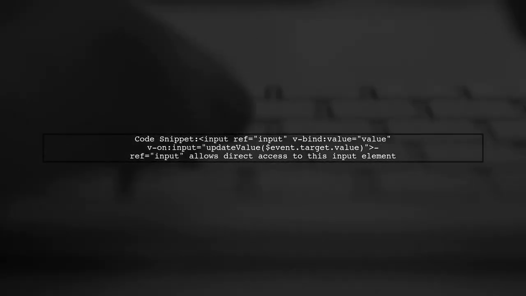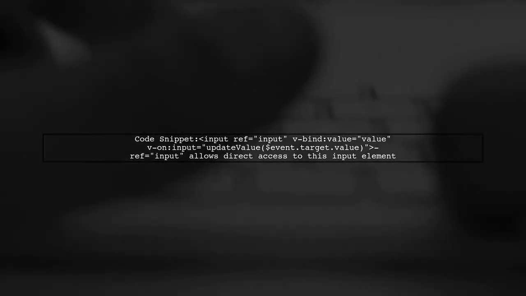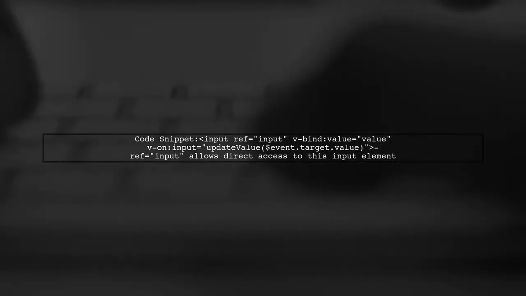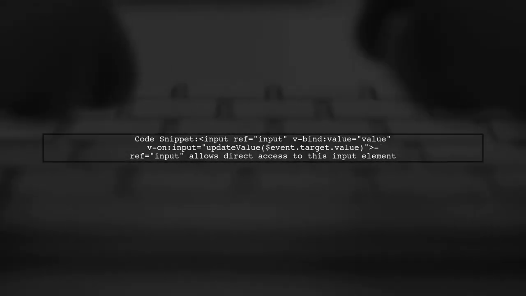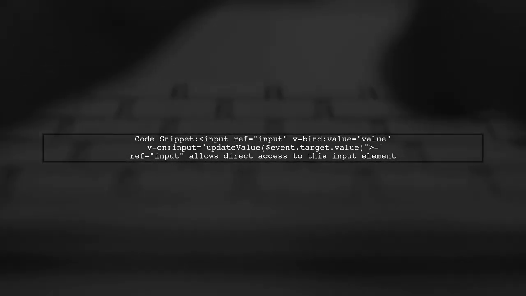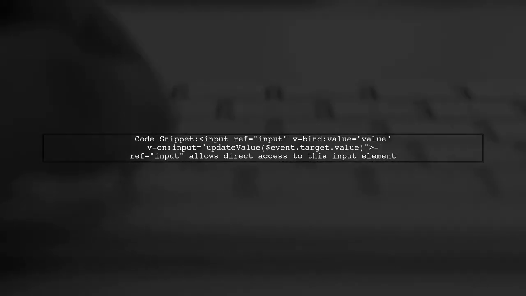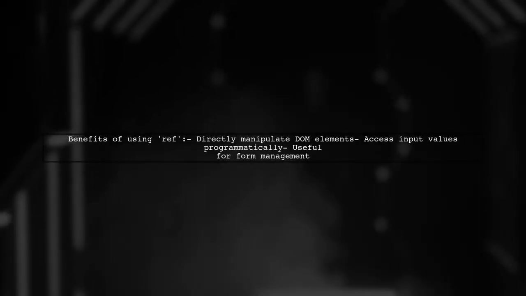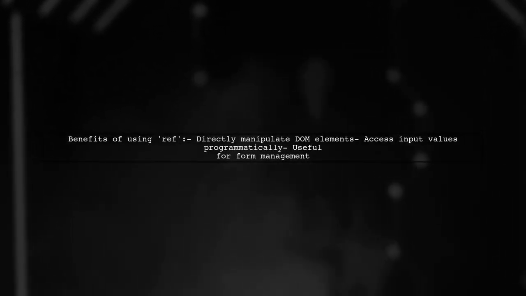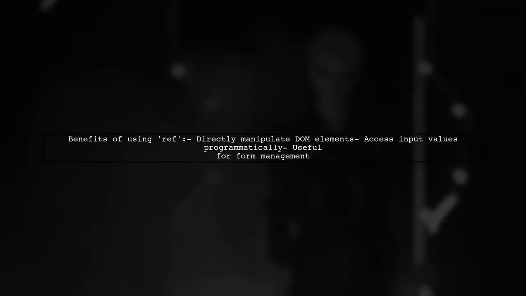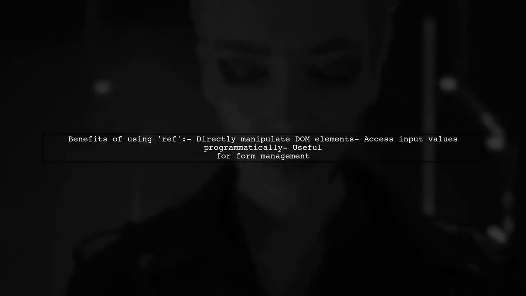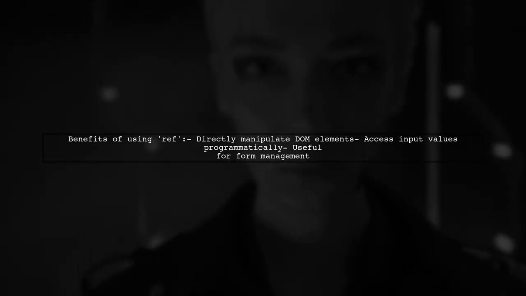In the provided code, we see the ref attribute set to input within the currency input component. This means that we can reference the input element directly using this name. Using this reference, you can perform various operations on the input element, such as focusing it or retrieving its value programmatically. This is particularly useful for managing form inputs.